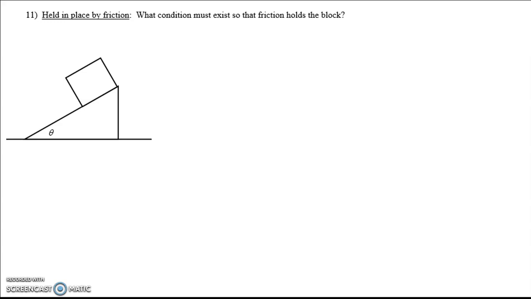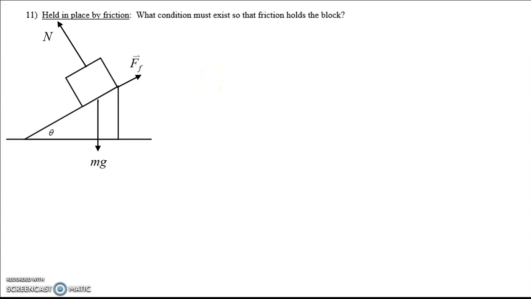So hopefully you realize the free body diagram is no different than it was in problem 10. We're going to have weight pointing straight down, normal force up on the angle, friction pointing up the incline. The object is not moving down the incline, but it wants to move down the incline. It should move down the incline, and friction is the force preventing that from happening. So the friction is going to point up the incline, holding this block back from sliding down the incline.